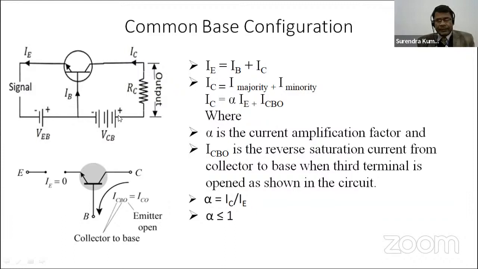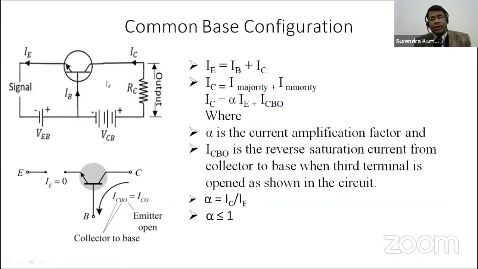VCB, this connection of the battery, its positive terminal is connected to the collector, which is made of N type semiconductor. So if the N type semiconductor is connected to the positive terminal of the battery, it is reverse biased. So both the important biasing techniques we have used, so that this transistor will operate in the active region. So let's do some important analysis of this common base configuration: what kind of properties, what kind of current relations we have.